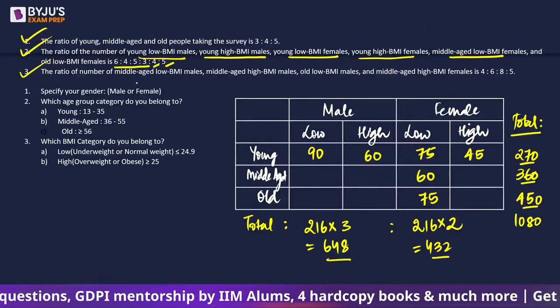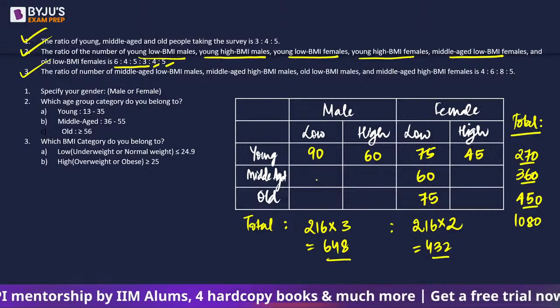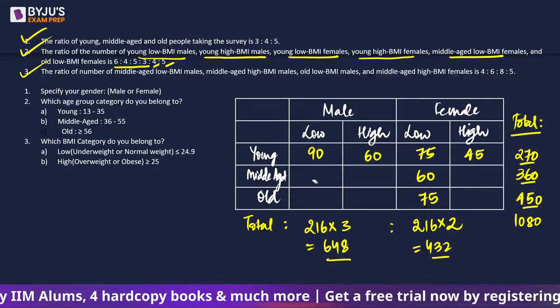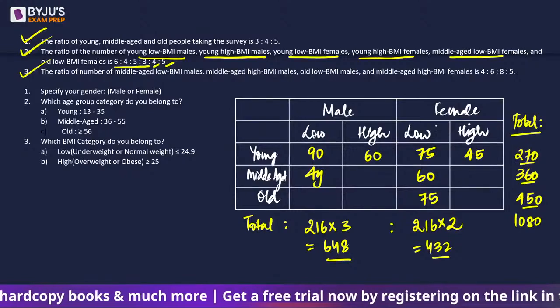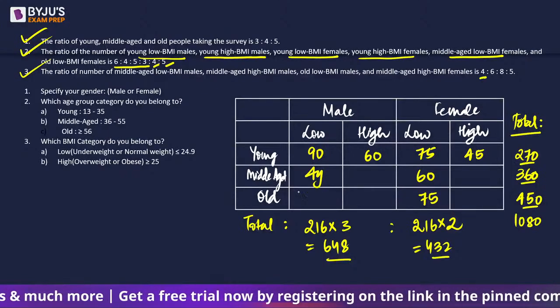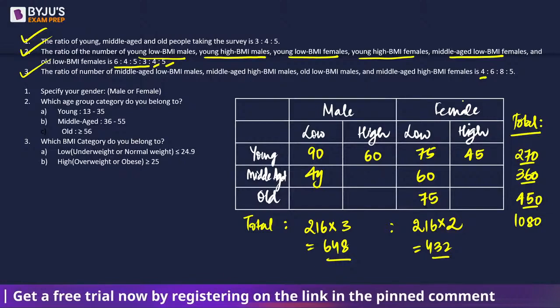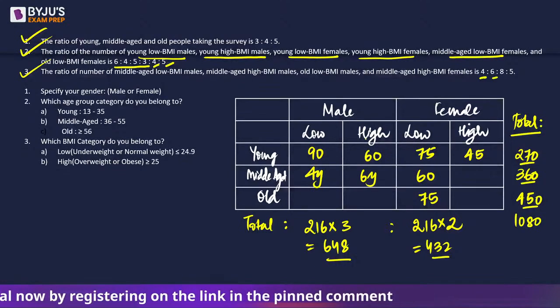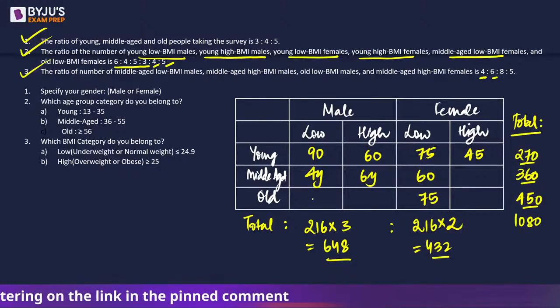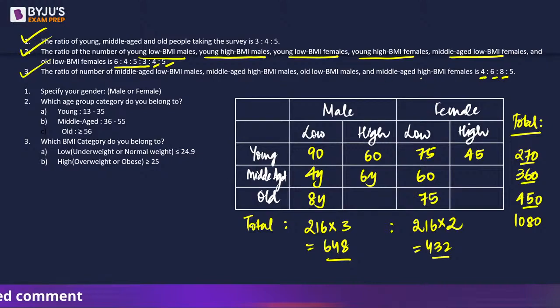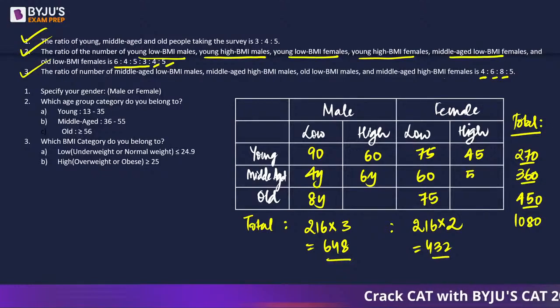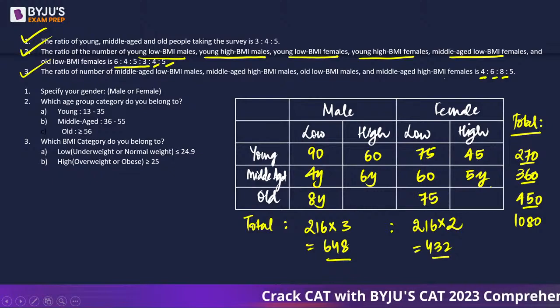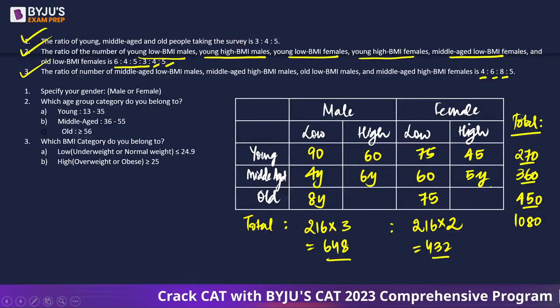The third statement says the ratio of number of middle-aged low BMI males, so let's write this down right away, 4y, middle-aged high BMI males 6y, old low BMI males 8y, and middle-aged high BMI females is 5y. So this is given to us.